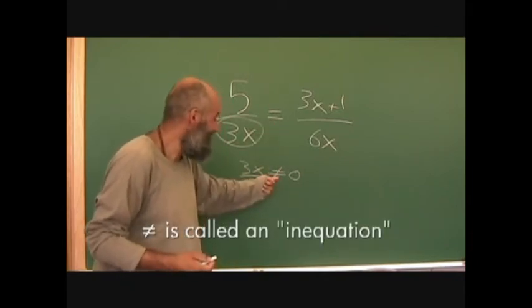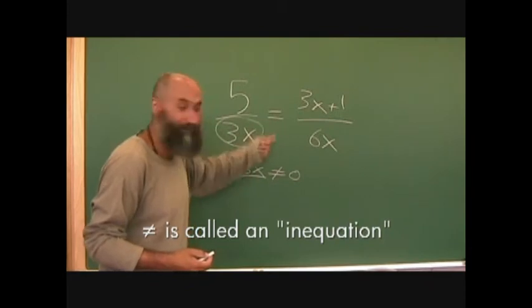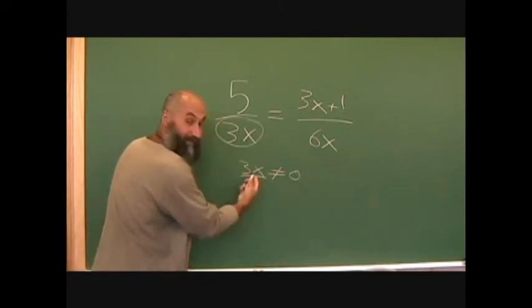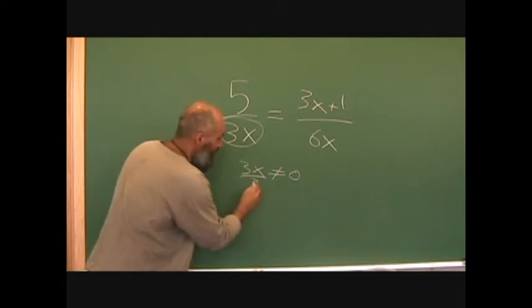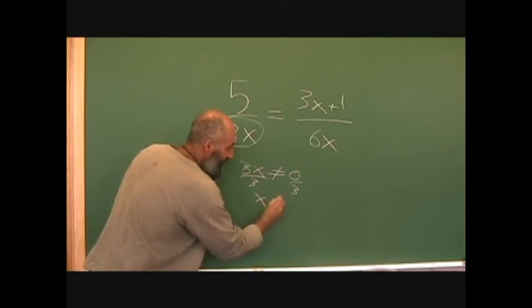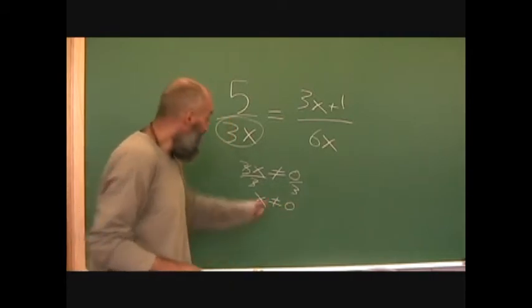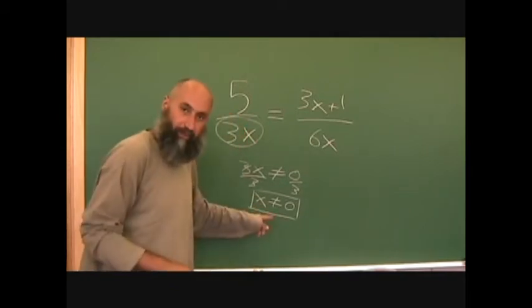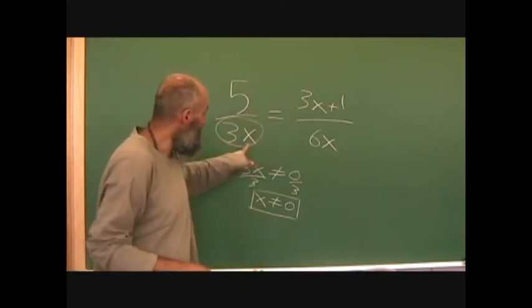You treat this exactly the same way you do an equal sign, right? So if you want to get rid of the 3 here with this 3 times x, 3x, you divide by 3. 3 kills 3. So x cannot equal 0. And this is our restriction when we're solving this equation.